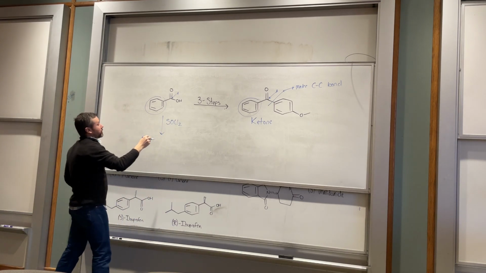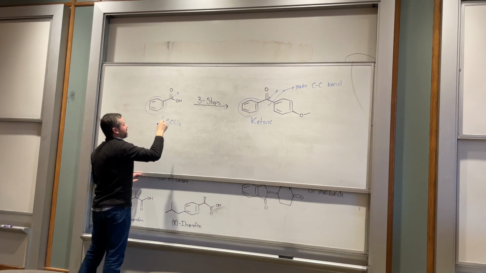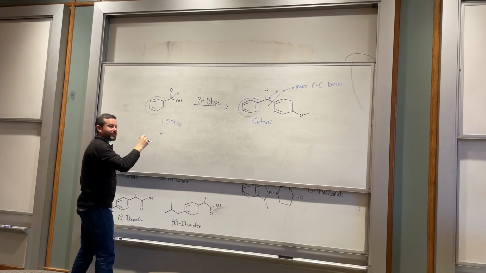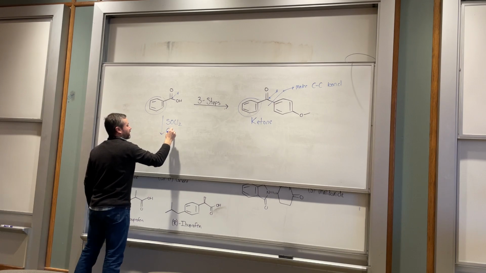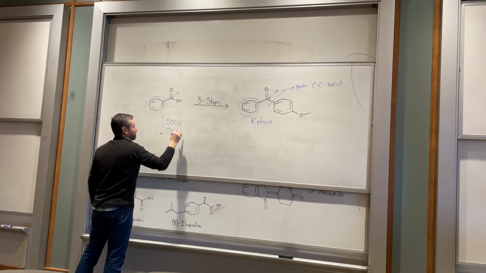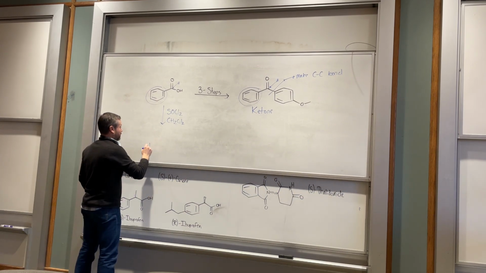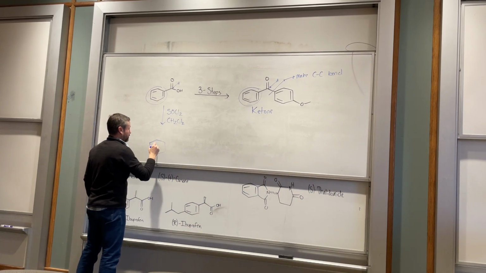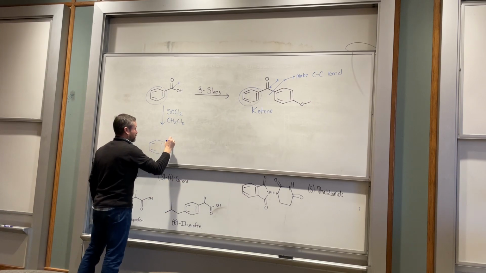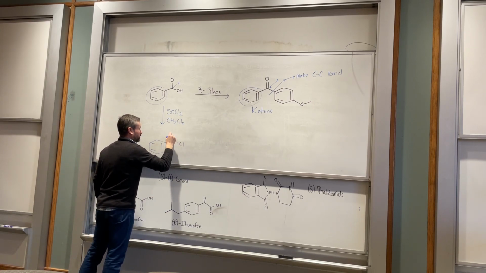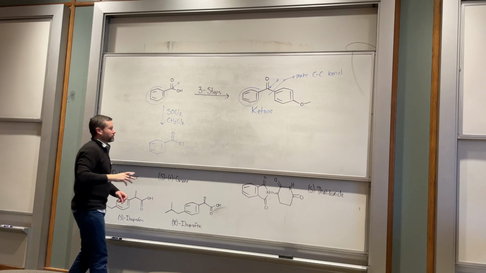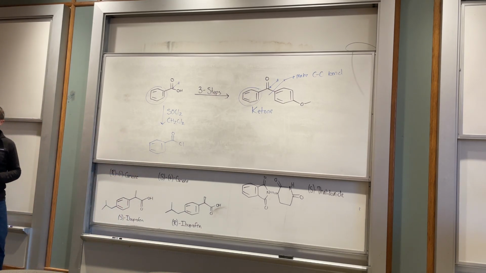So, yeah, we can talk about that in a second. We'll say that this is done in dichloromethane. We'll get back to your alcohol idea in just 1 second. And that's going to form an acid chloride.